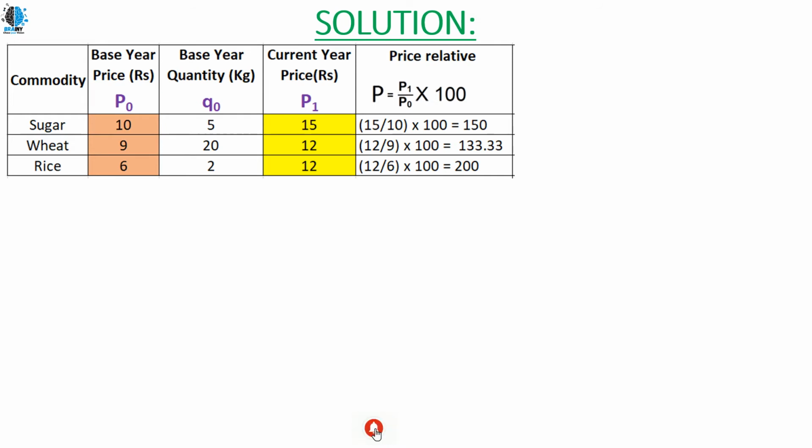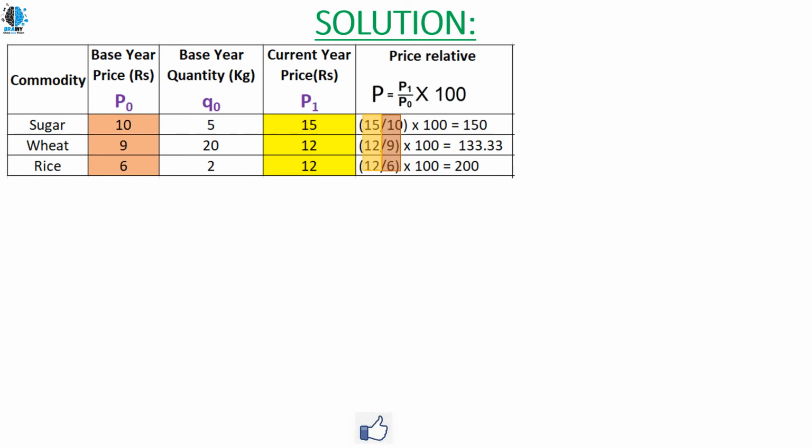What is our P1? P1 I have highlighted in yellow color. The values are 15, 12, 12. P0 is 10, 9, 6. So I'm going to divide these two values and multiply with 100. I will be getting the values as 150, 133.33 and 200. These are my price relatives of sugar, wheat and rice.